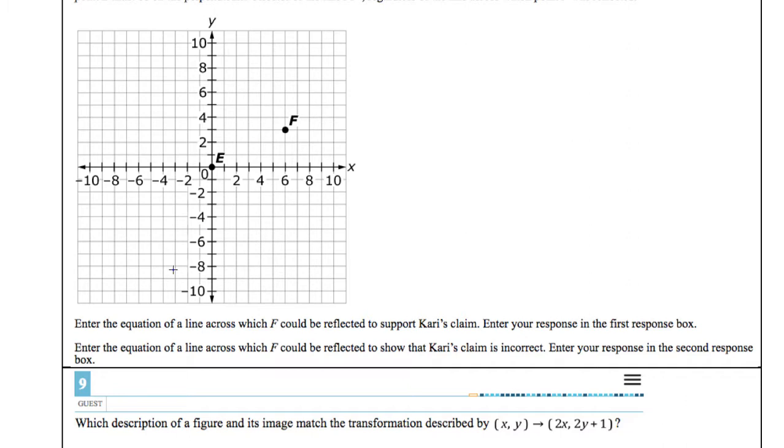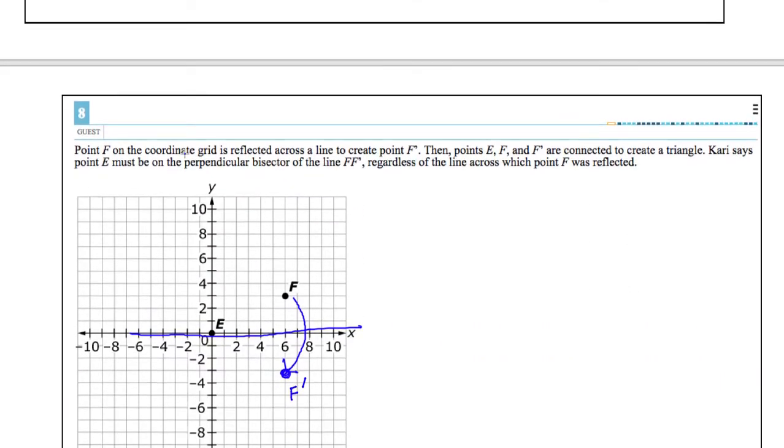Okay, so enter the equation of a line across F which could be reflected. Okay, so let's do the easiest possible example. If I do, it might be kind of hard to see, but if I do a line through the x-axis and I reflect over that, I come down here, so that means my point is right here. If I count up 3, I count down 3, this is my point F prime. That's what it's saying. I'm reflecting across some line, and I have to choose that line.